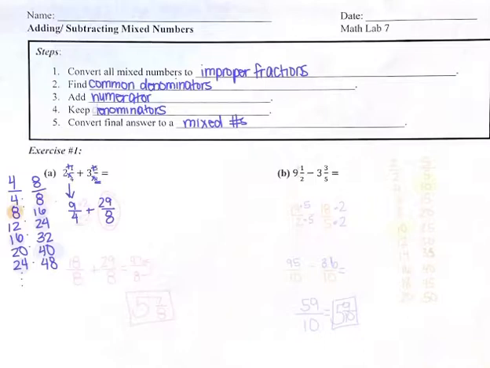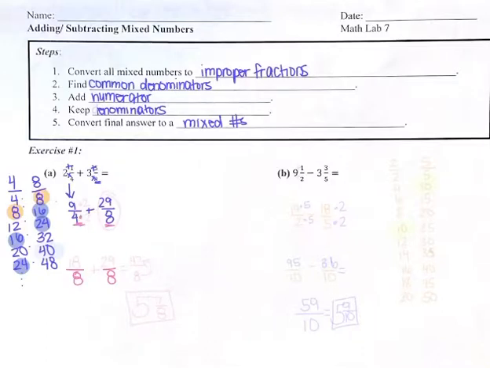So we're looking for the smallest number they have in common. In this case, that's 8. Notice they also have 16 and 24 in common. They have a whole bunch of numbers in common. However, 8 is the smallest, so that's the one that we want to use. So we need to convert both of these denominators into 8s.